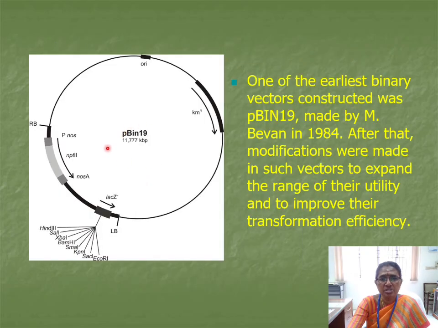So this picture shows the pBIN19 vector. That was one of the earliest binary vectors, made by Bevan in the year 1984. After that, many modifications were made in those vectors to expand their utility as well as to improve their transformation efficiency.